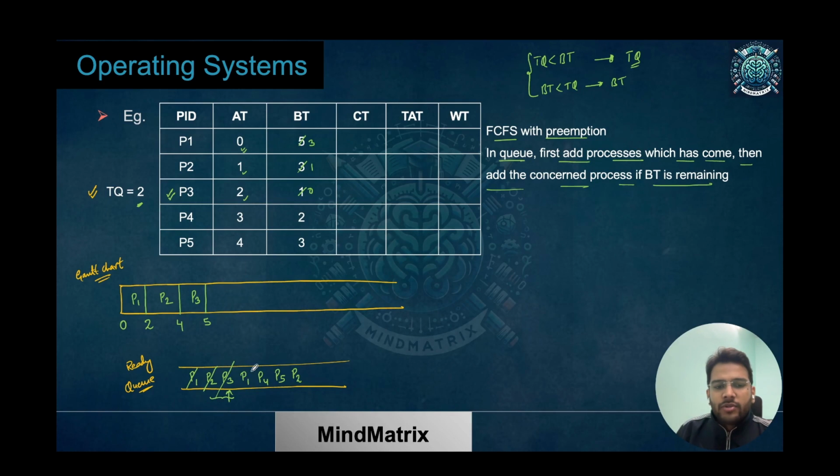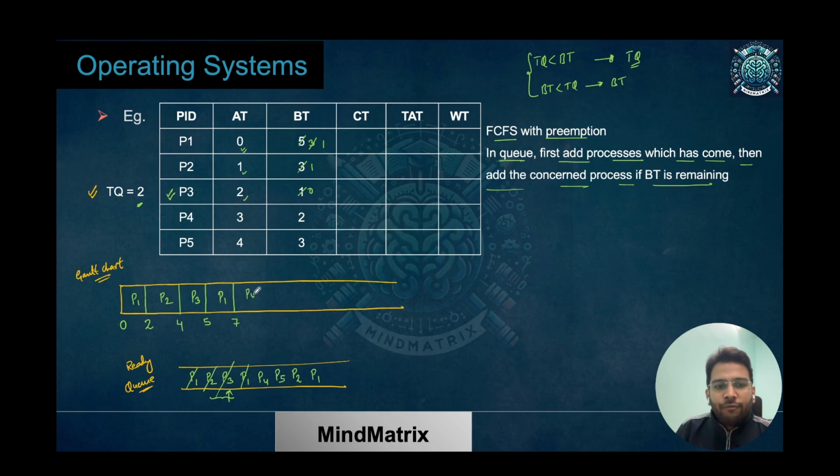So let's proceed further with the P1. So for P1, burst time is 3, time quantum is 2, whichever is less we are going to schedule for that amount of time. 5 plus 2, it is going to be 7. 3 minus 2, it is going to be 1. Now we have scheduled P1, so we can remove it, and again we can insert it because still 1 unit of time is remaining for P1.